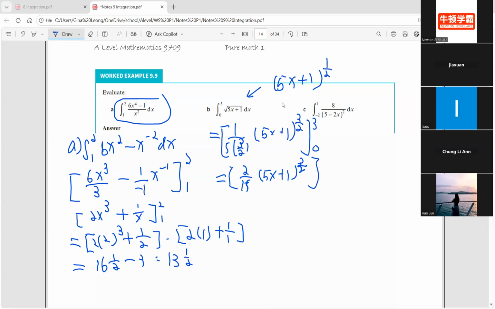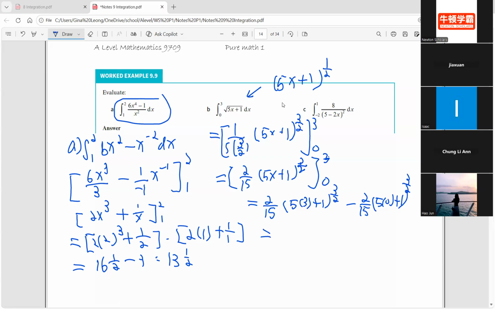Then 3 to 0. Try to write properly. Once I already have this one, then I can start to put the value inside. So 2 over 15, then (3 plus 1) to the power 3 over 2, minus 2 over 15, then (5(0) plus 1) to the power 3 over 2.